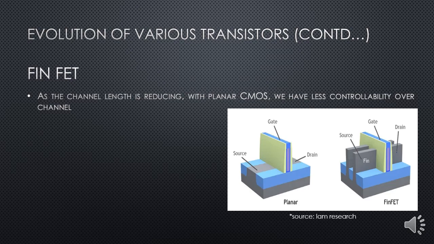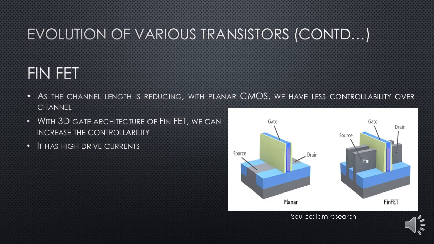The gate over here is now 3D, that means it's three-dimensional. From the left, right, and top, we can control the formation of the gate. Whereas in the planar CMOS, the control is only from one direction, that is from the top. But in the FinFET, the control is from three dimensions: left, right, and top. That means we have better controllability compared to planar CMOS. With this increased controllability in the 3D gate architecture of FinFET, we can increase the controllability of the formation of the gate. It has high drive currents, by the way, compared to planar CMOS. It also has faster switching times.